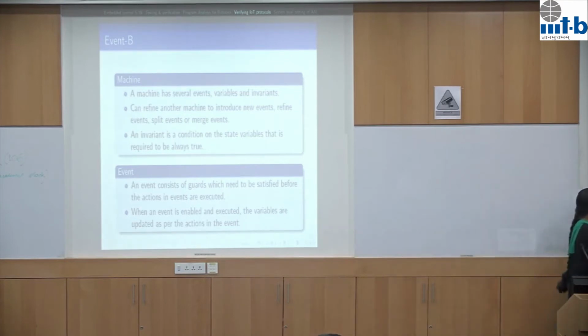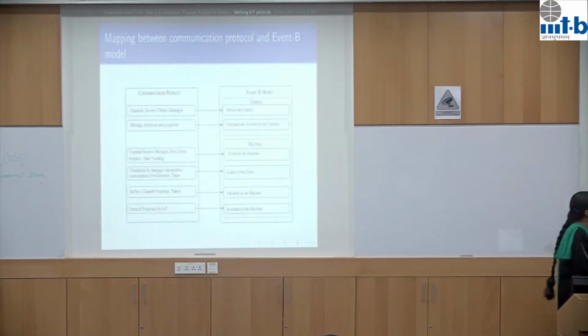A machine is a collection of events. An event is a normal event. So you say a guard or a condition is true, then the action in the event happens. And whenever an action happens, some variables get updated. So this is how the model looks like.